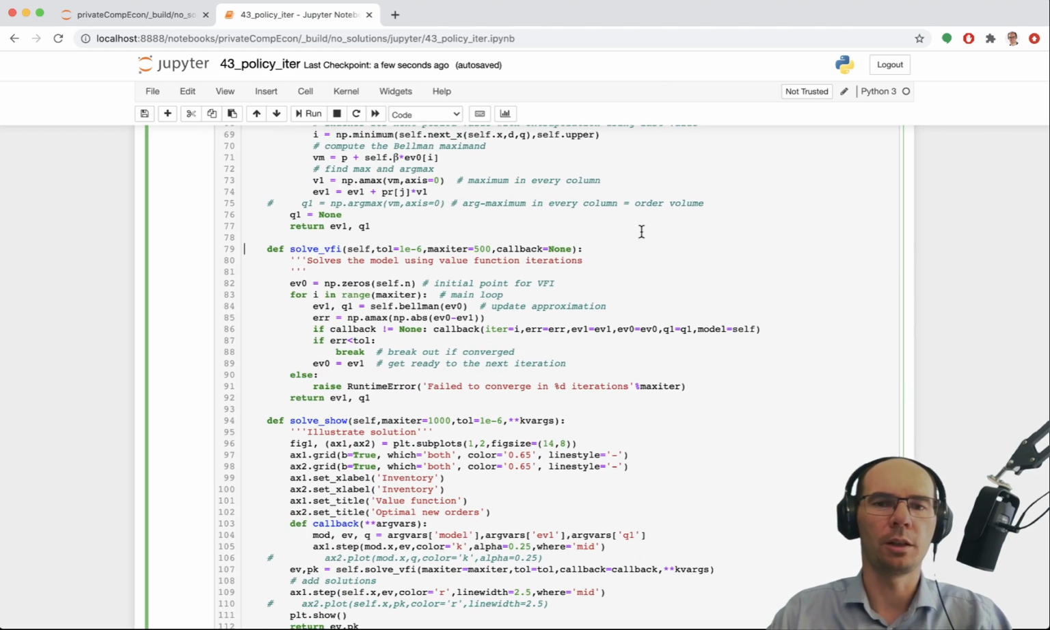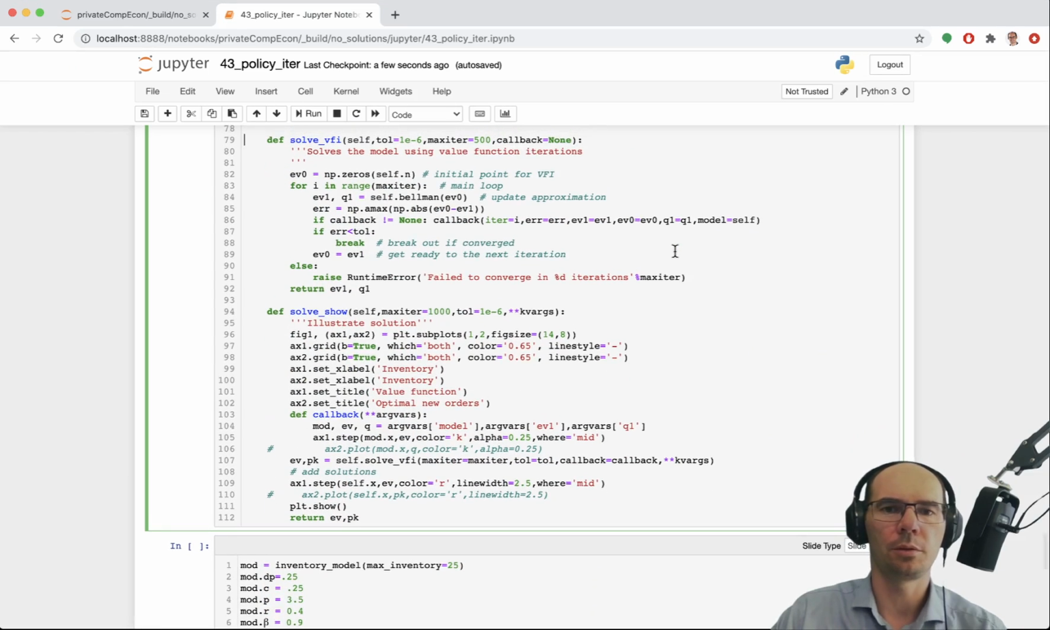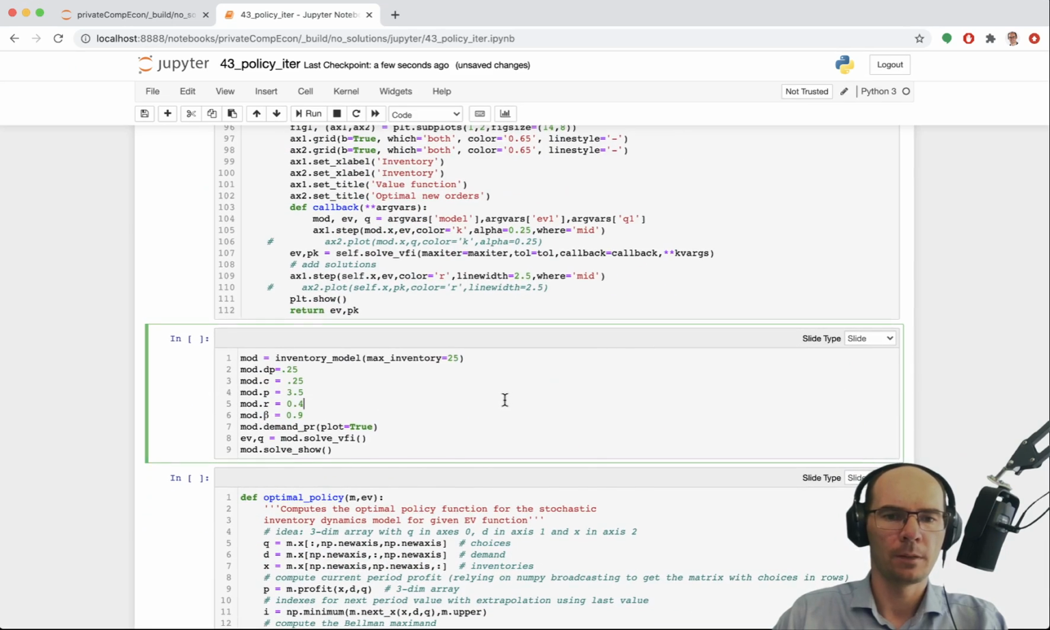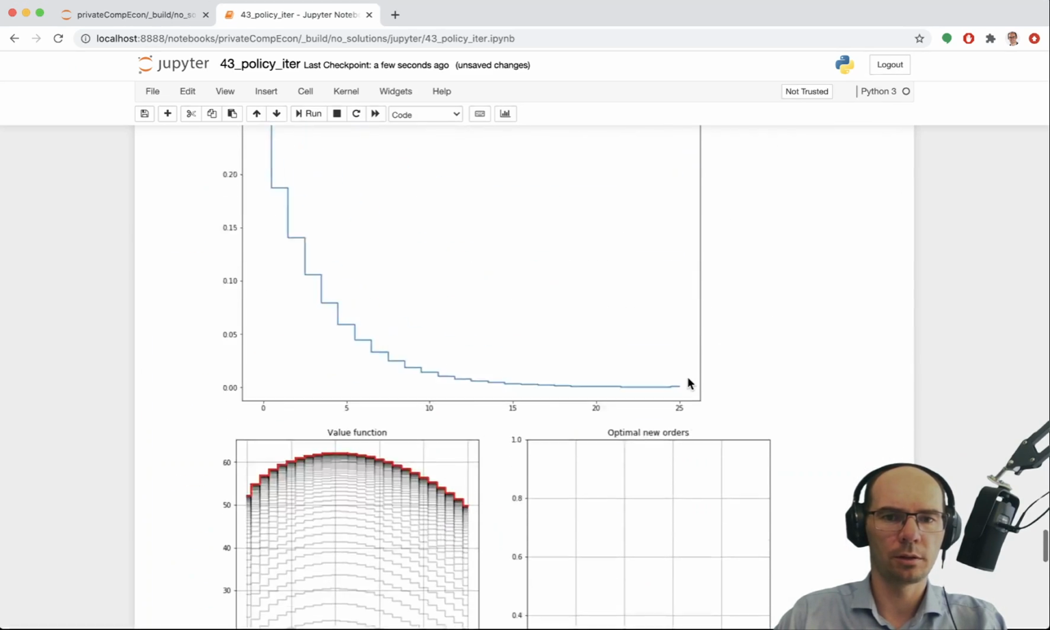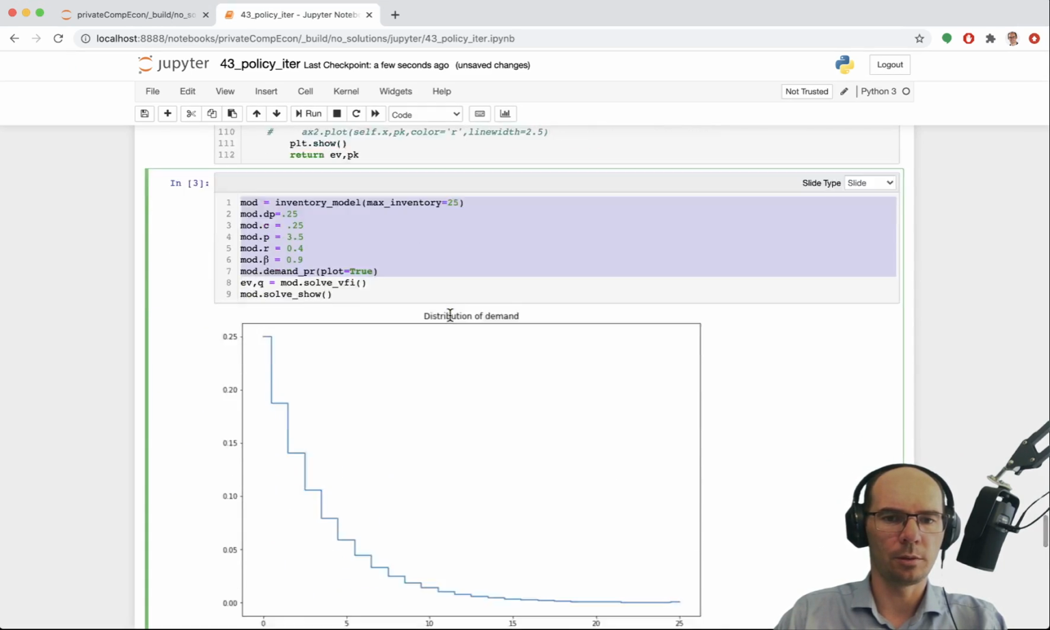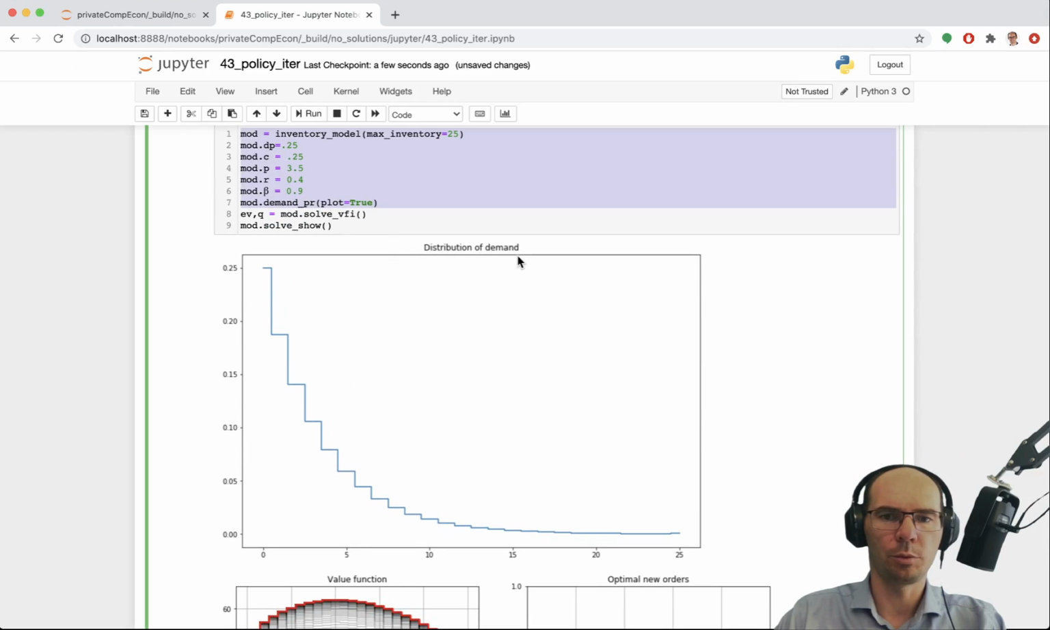We have to edit it now, but let's continue looking through this existing code. We have a VFI solver, and then we have the way to graphically represent the solution. Okay, and let's see how it works. Well, here we are, some inventory model with particular parameters. We are plotting the distribution of demand.